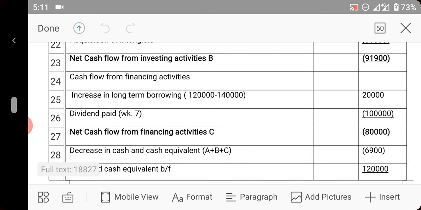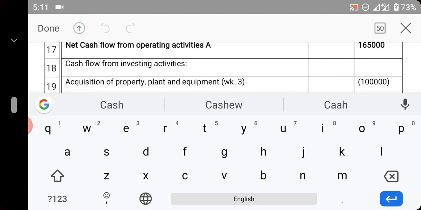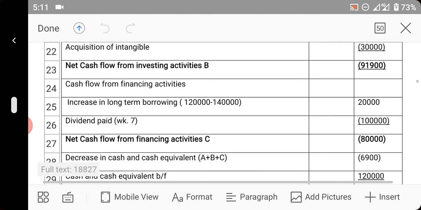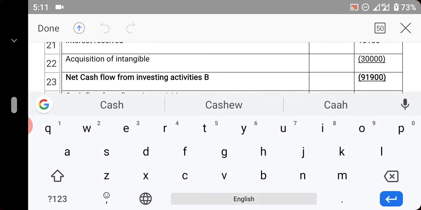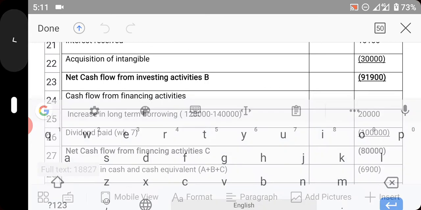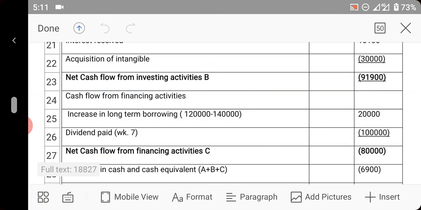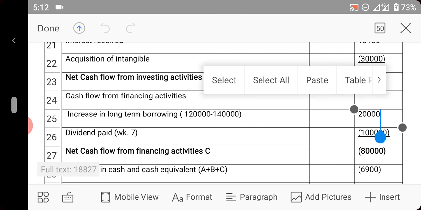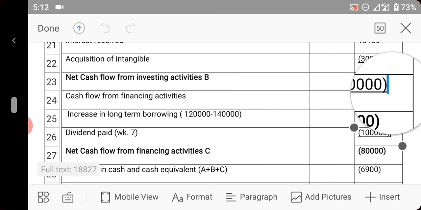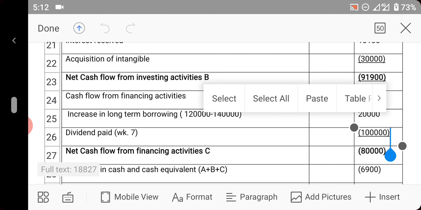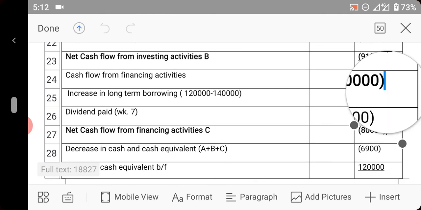So move to the last but not the least, which is cash flow from financing activities. So when we talk about cash flow from financing activities, we are looking at a series of transactions that likely affects the equity fund and long-term debt of the organization. So the first item is increase in long-term borrowing. Now remember, the additional information told us that we borrowed money to the value of 20 million naira, which is this. All right. The next one is dividend paid in the additional information, which is 100 million. So that is all. So the difference between the both gives you 80,000 naira.